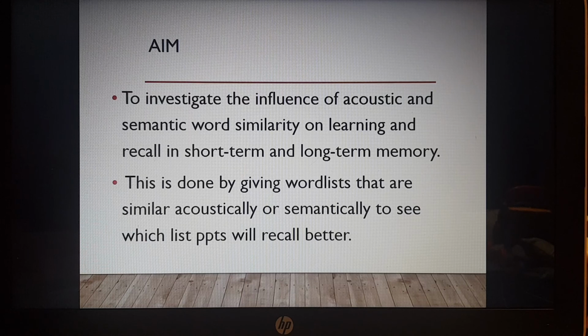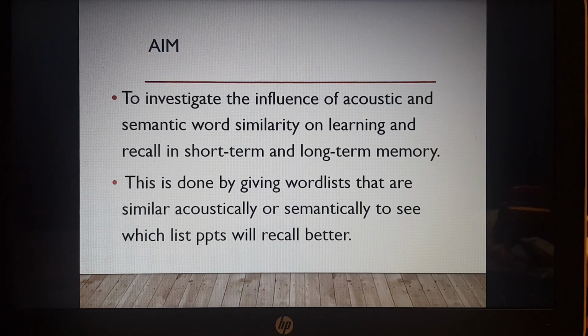So the aim of this study was to investigate the influence of acoustic, so sound, and semantic, meaning, word similarity, on the way we learn and recall in both short-term and long-term memory. This is obviously done by giving participants word lists to remember, which are similar sounding and similar in meaning, and then trying to investigate which word lists participants will recall the most or the best. So we're going to go through the procedure.